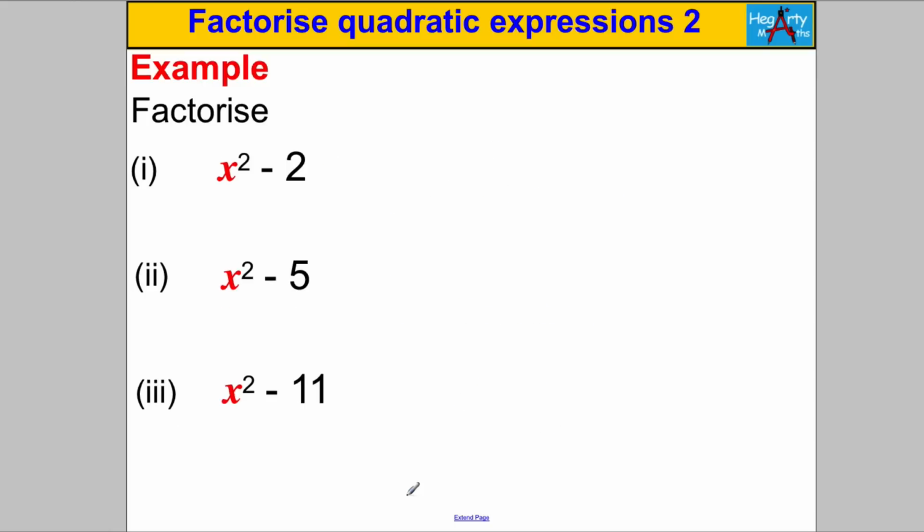Okay, what about these? Pause and have a go here. I've been a bit tricky here. See if you can work out what I'm doing. Now, 2, 5 or 11 aren't square numbers, but you can think what squares to 2? Root 2. So this is just a bit harder for you. This is x squared subtract root 2 all squared. Root 2 squared is root 2 times root 2, which is 2.